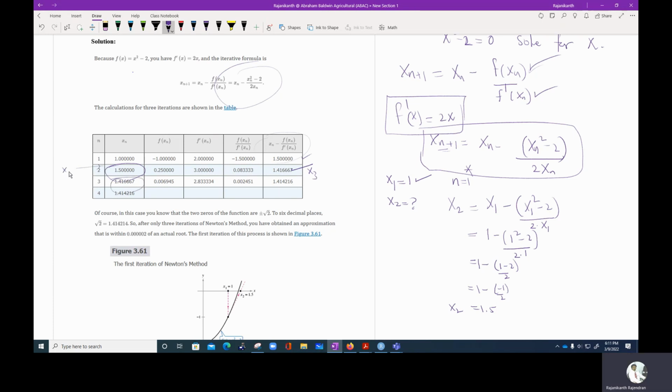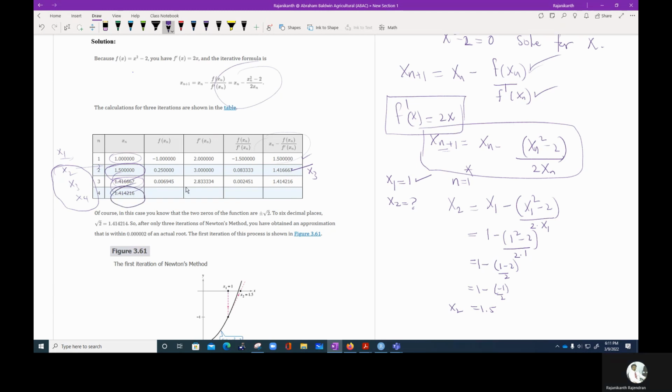So this is x2, this is x1, and this is x3, and this is x4. They are asking us to use 3 iterations. That means you have to find 3 guys, x2, x3, and x4. x1 is given in the problem. So you need to find up to 3 steps. So your final answer is going to be x4.